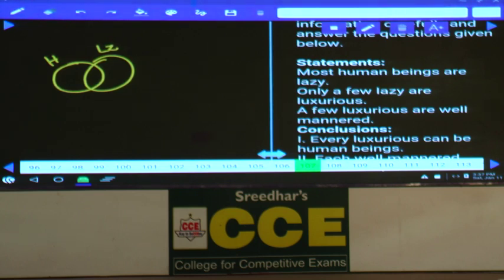Only few lazy are luxurious. Only some lazy are luxurious, which implies that all lazy cannot be luxurious. Now, whenever only some is there, two components need to be finalized. Only some A's are B's, and finalize.